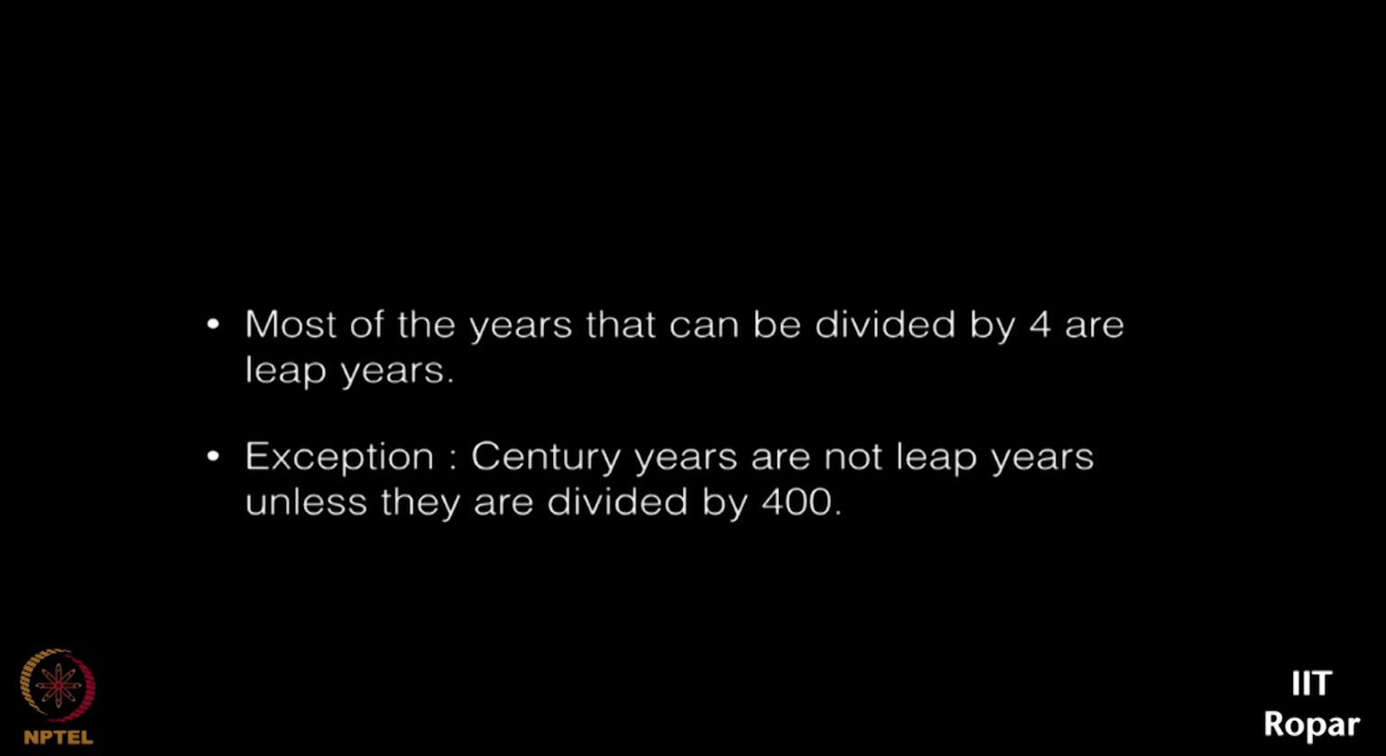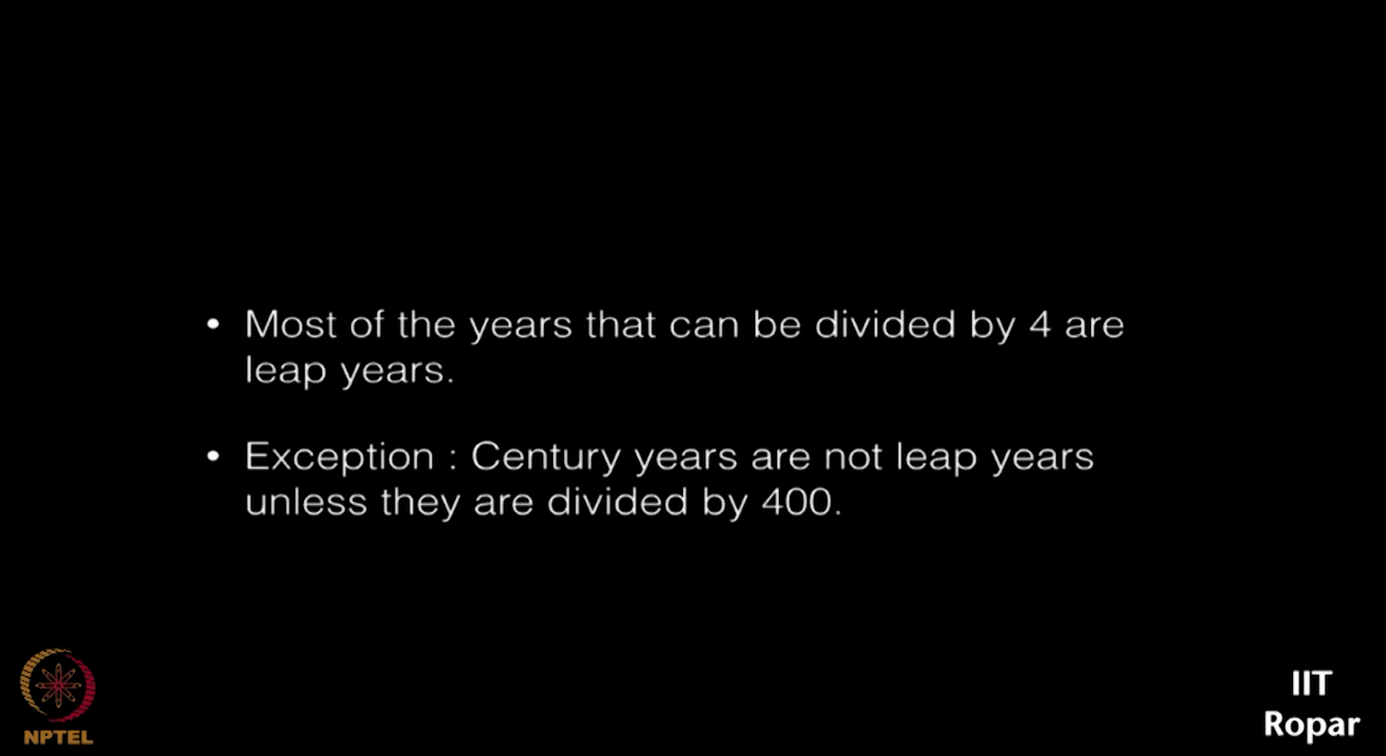So how can we determine that a given year is a leap year or not? Most of the years that can be divided by 4 are leap years. You know this fact. But there is an exception here also. Century years, I mean like 500, 600, 1000, 1600, 1700, these are the century years. Century years are not leap years unless they are divided by 400.